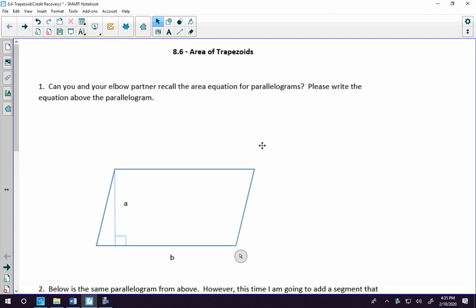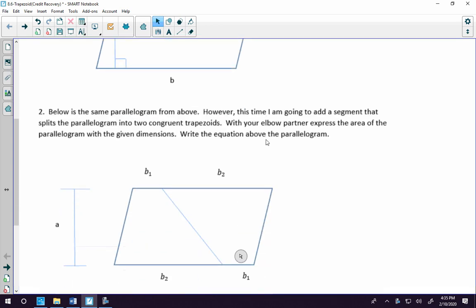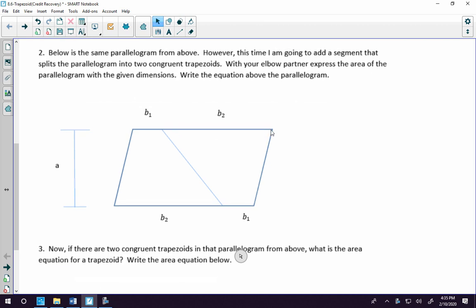Okay, class, for the 8.6 lesson, we're going to be discussing the area of a trapezoid, or maybe you want to say the space inside of a trapezoid. We're going to start out this lesson by going right to number 2, okay? And if you want to think about this in example 2, I'm going to try and simplify this here.